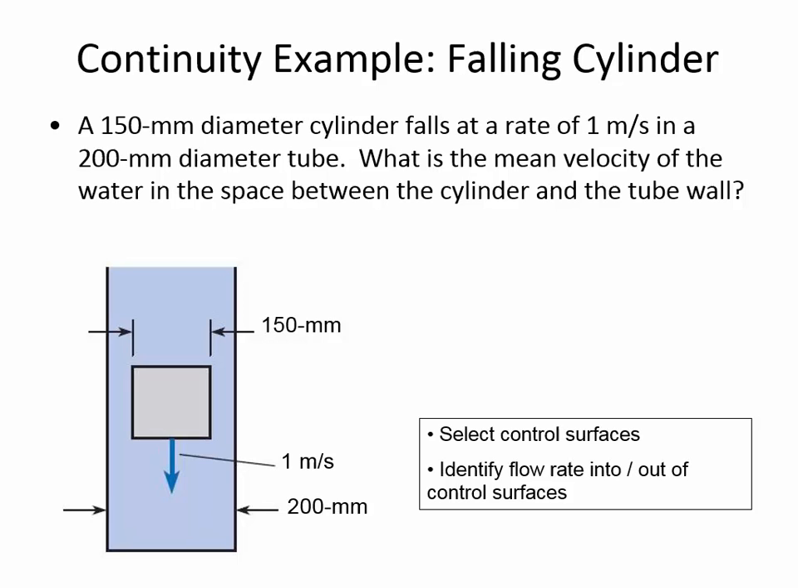What we know is that this metal cylinder is falling downward at 1 meter per second, and the diameter of the pipe is 200 millimeters. The diameter of the cylinder is 150 millimeters. What we're interested to know is the velocity in the water in the space between the cylinder and the tube wall. So here's the cylinder, here's the tube wall, here's the space I'm talking about. So how is this a continuity problem? Why am I showing you this example on the day that we're studying Reynolds transport theorem?